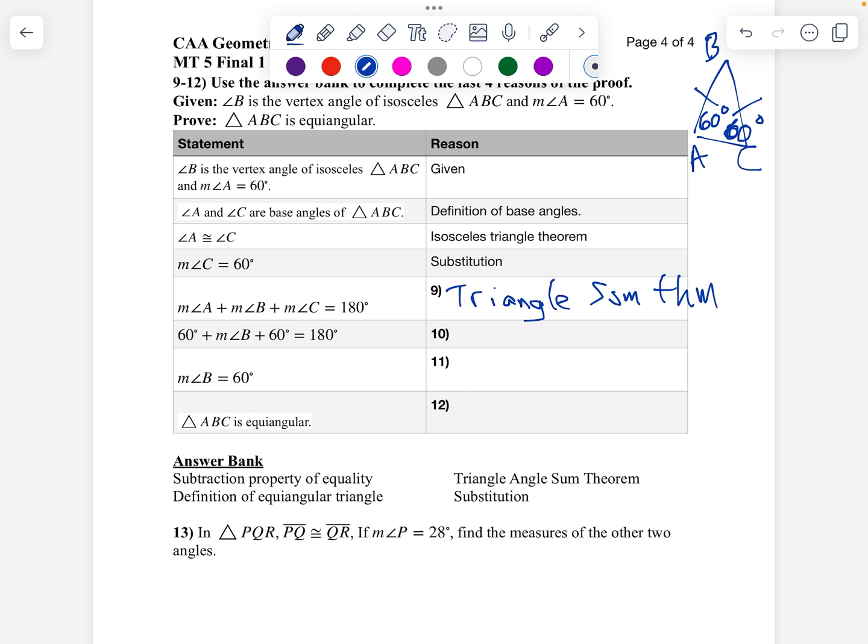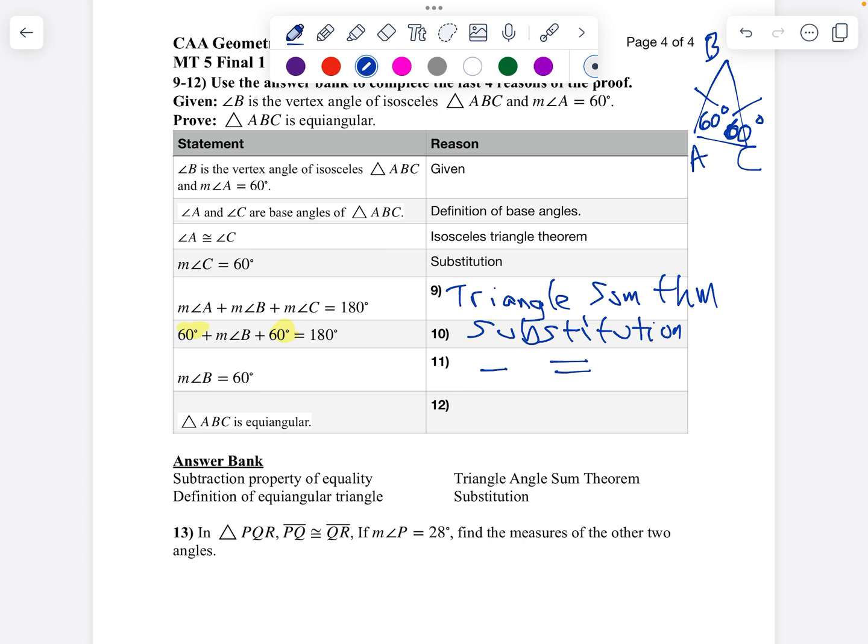Then, instead of writing A, well, that should be substitution, shouldn't it? I replace both A and C with 60 degrees. Well, then if I subtract 120 from both sides, I get angle B equals 60. So in order to get rid of the 60s, I subtracted. So that's your subtraction property of equality.